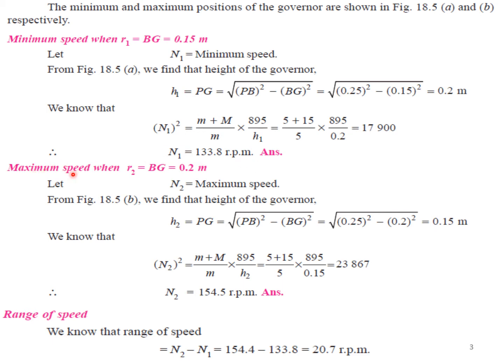Similarly, we find out the maximum speed for radius of rotation 0.2 meters. N2 is the maximum speed. H2 is equal to PG is equal to square root of the same PB square minus BG square. We substitute, we get the value as 0.15 meters. So N2 square is equal to (m plus M) divided by m into 895 by H2. We calculate the value of N2, that is 154.5 rpm. Then we calculate the range, that is N2 minus N1 is equal to 154.4 minus 133.8, that is 20.7 rpm. So this is your range of the governor.